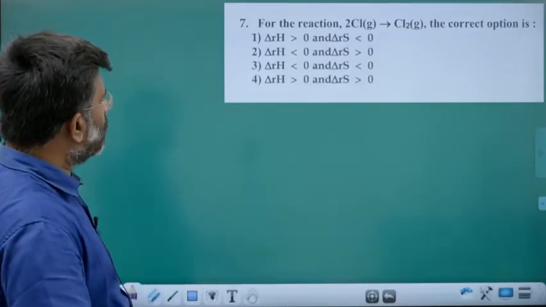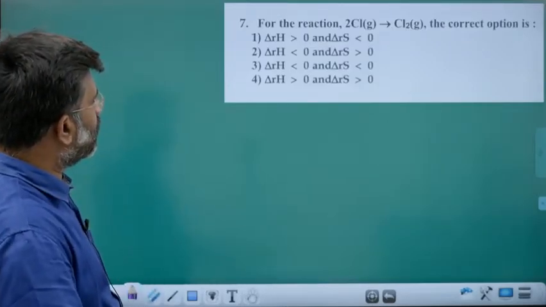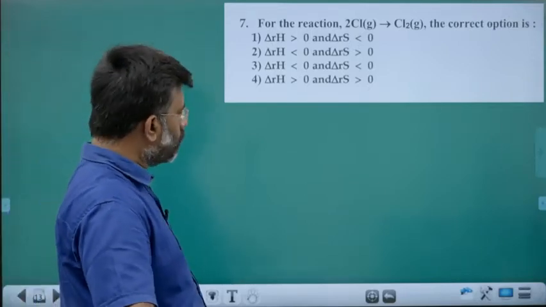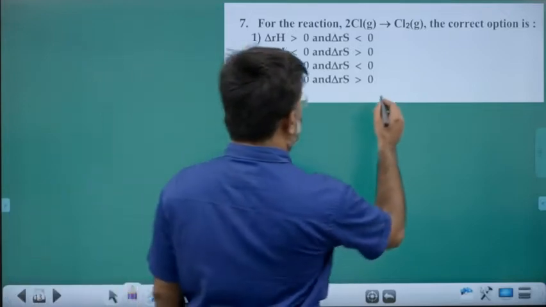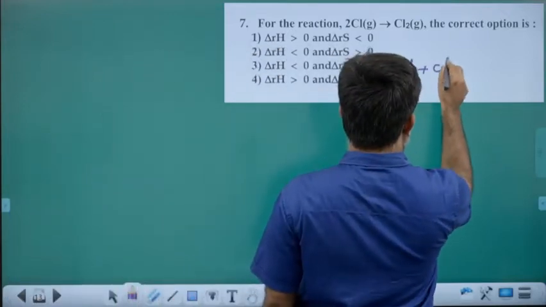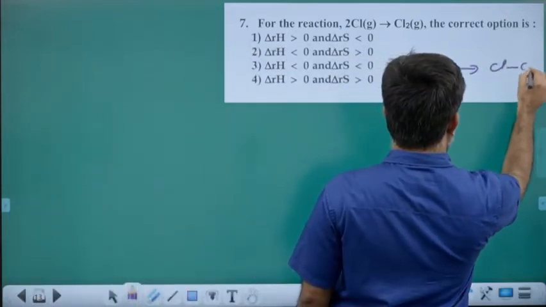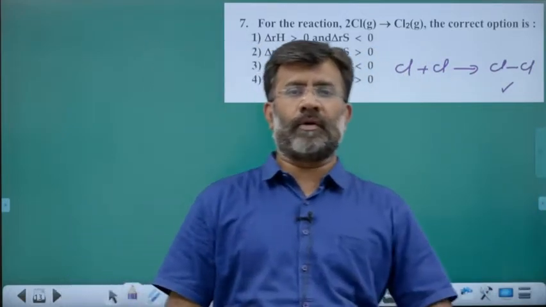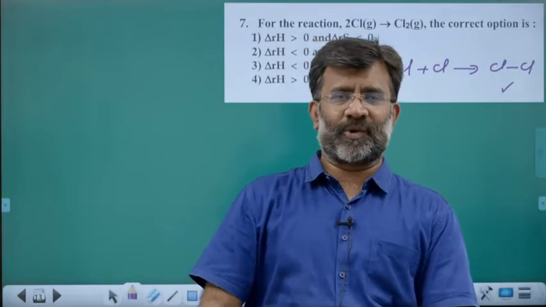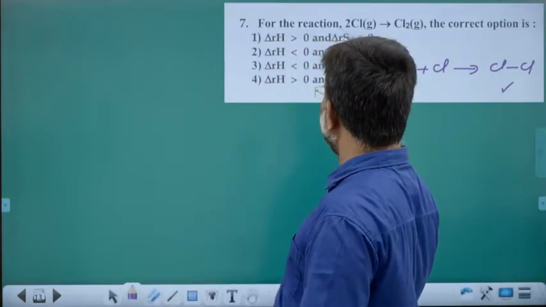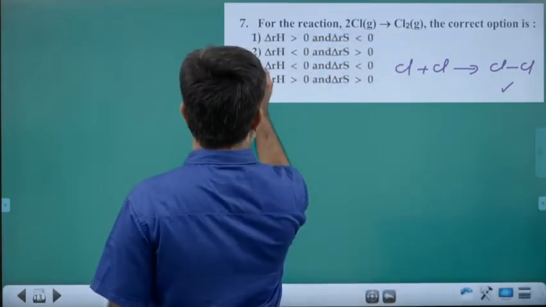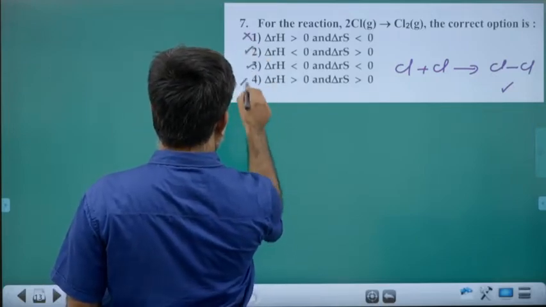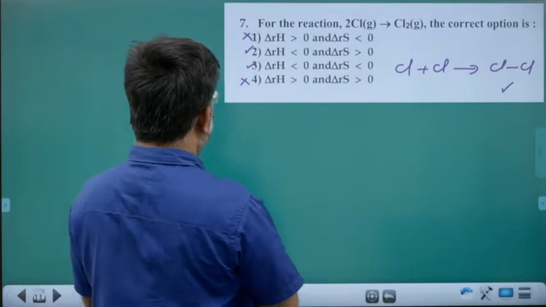For the reaction 2Cl gas giving Cl2 gas, the correct option is... you see, 2 chlorine atoms combine to give a chlorine molecule. So a bond is formed. Formation of a bond involves release of energy, so it is exothermic. Delta H is less than 0. So 2 choices are out.